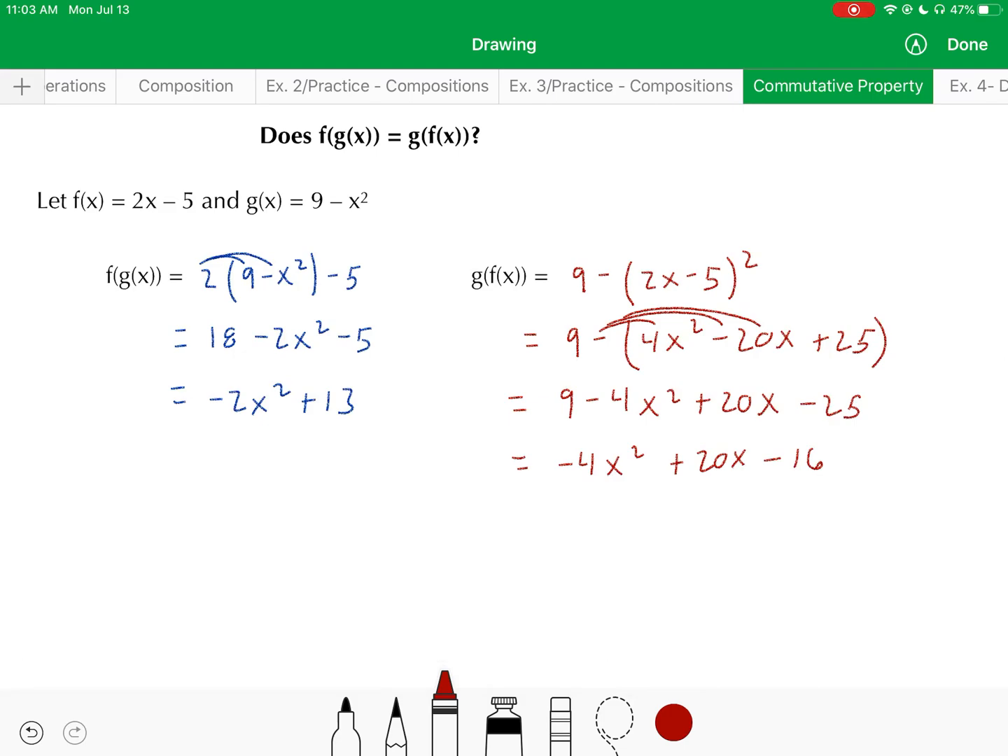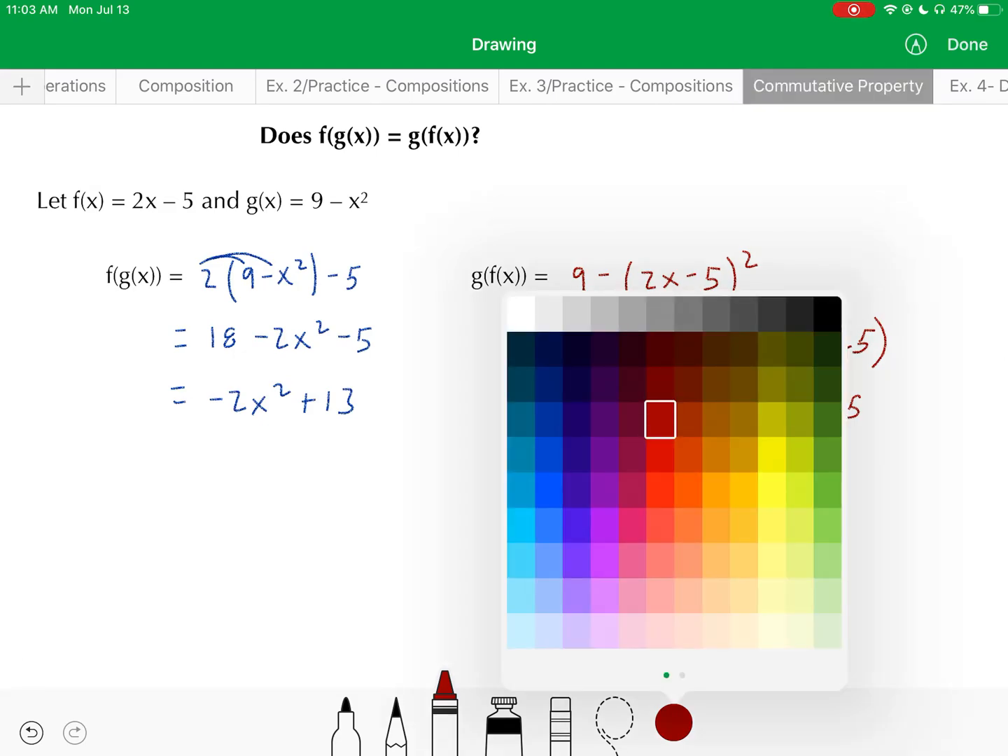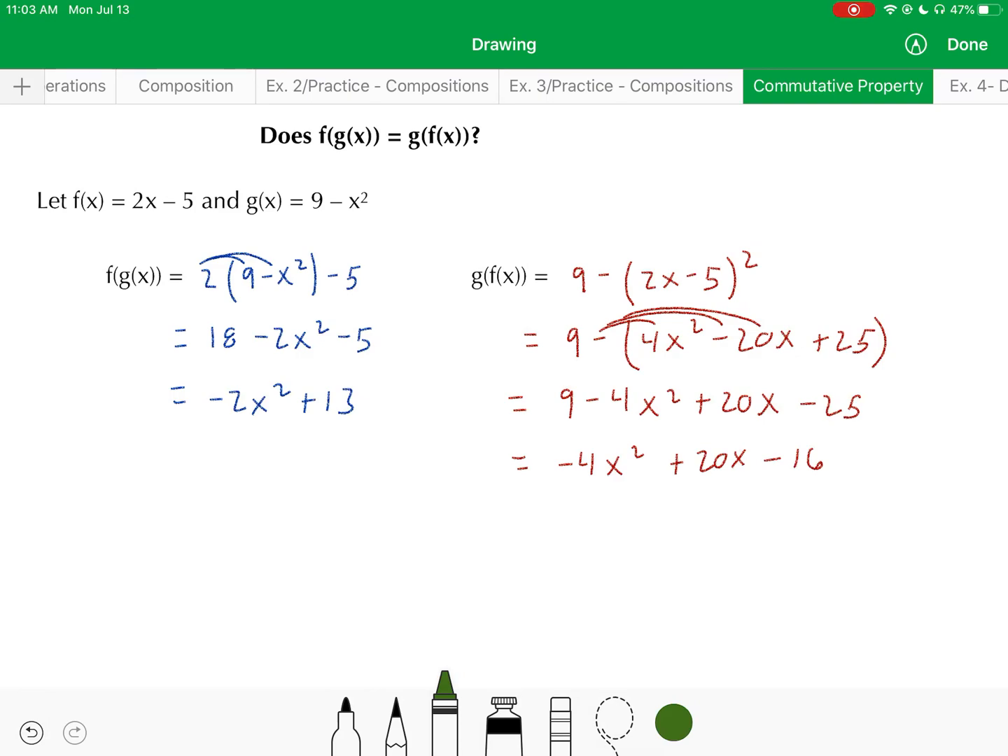All right, so clearly we can see that these two results are not equal. Right? f of g of x does not equal g of f of x. Okay, and therefore the commutative property does not hold between two functions for compositions.